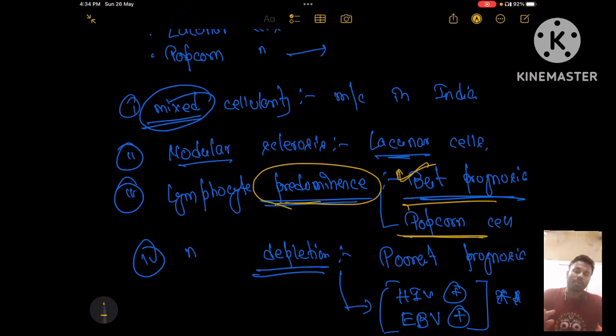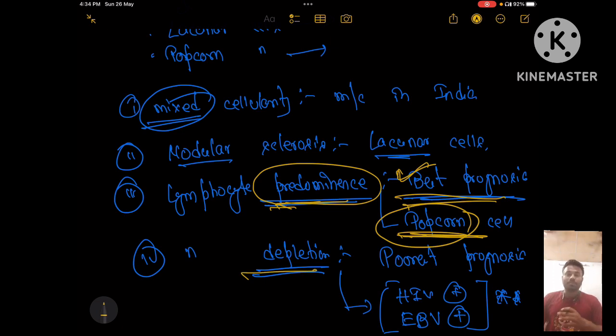And here you can see popcorn. Just imagine in a relaxed condition we are eating popcorn in a movie hall, so we are protected, we are happy. Like this, popcorn cells. So lymphocyte predominance, because we are protected, has the best prognosis. And then lymphocyte depletion means a small amount of lymphocytes, so it has the poorest prognosis. In lymphocyte depletion, there are opportunistic infections like HIV positive and Epstein-Barr virus present.